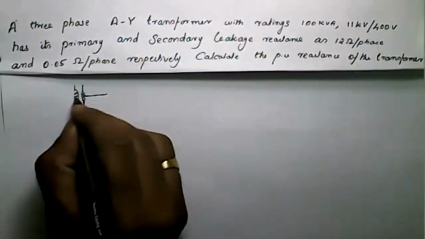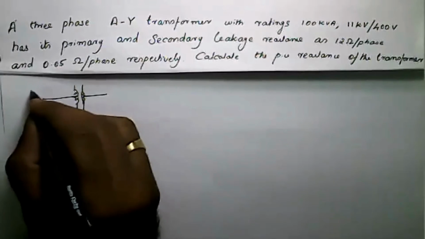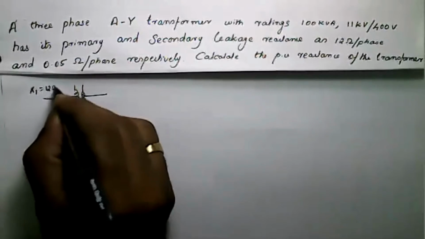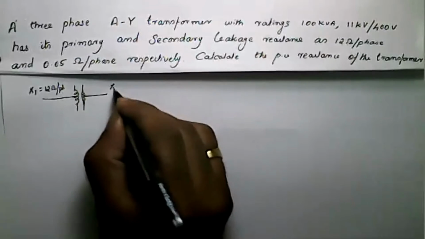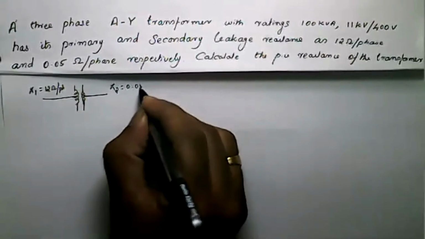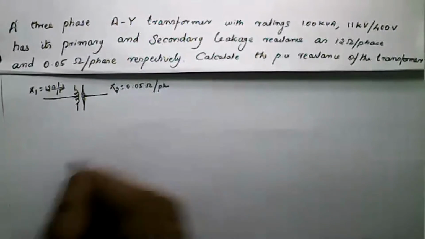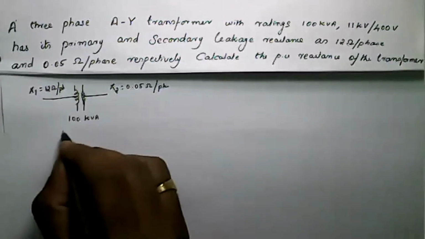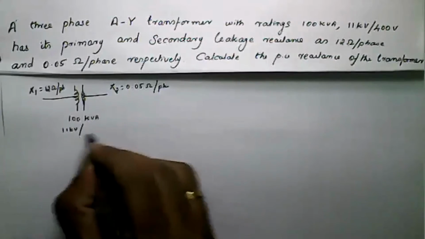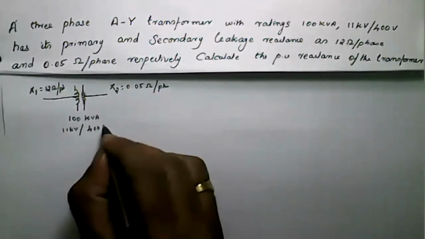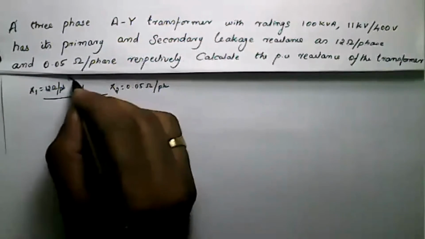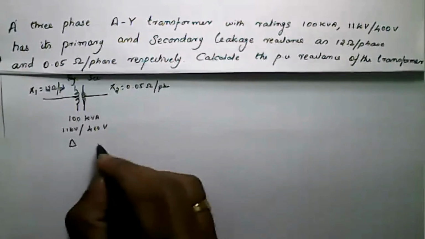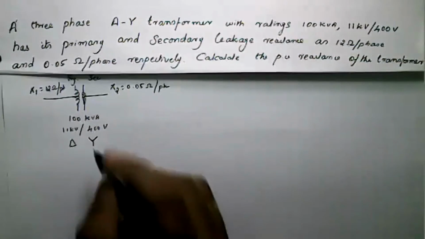The given component is the transformer. The primary side leakage reactance X1 is equal to 12 ohm per phase. The secondary side leakage reactance is 0.05 ohm per phase. The rating of the transformer is 100 kVA. The primary side voltage rating is 11 kilovolt, and the secondary side voltage rating is 400 volt. This is the primary side, and this one is the secondary side. The primary side is delta connected and the secondary side is star connected.